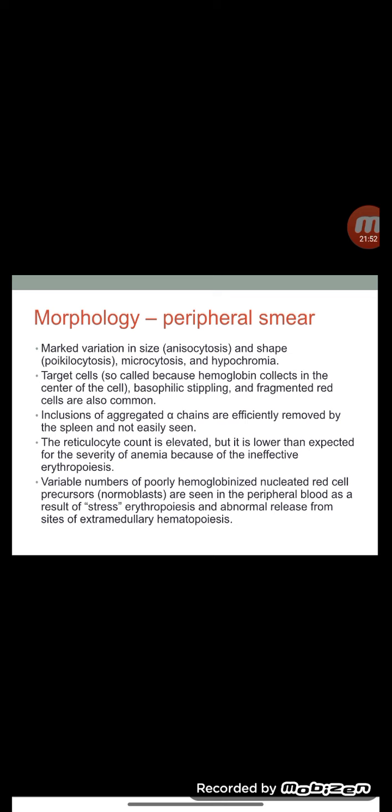Inclusions of aggregates of alpha chains are efficiently removed by the spleen and are not easily seen in the peripheral smear. The reticulocyte count is elevated but is lower than expected for the severity of anemia because of the ineffective erythropoiesis. Variable numbers of poorly hemoglobinized nucleated red cell precursors are seen in the peripheral blood as a result of stress erythropoiesis and abnormal release from the sites of extramedullary hematopoiesis.